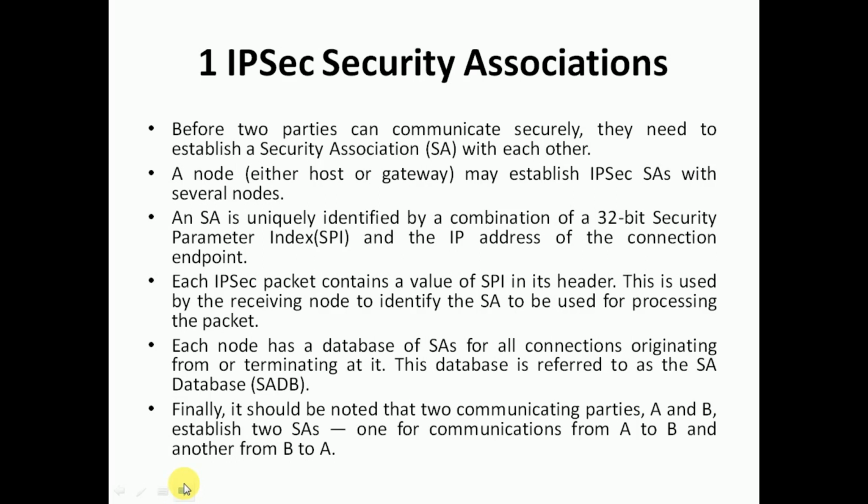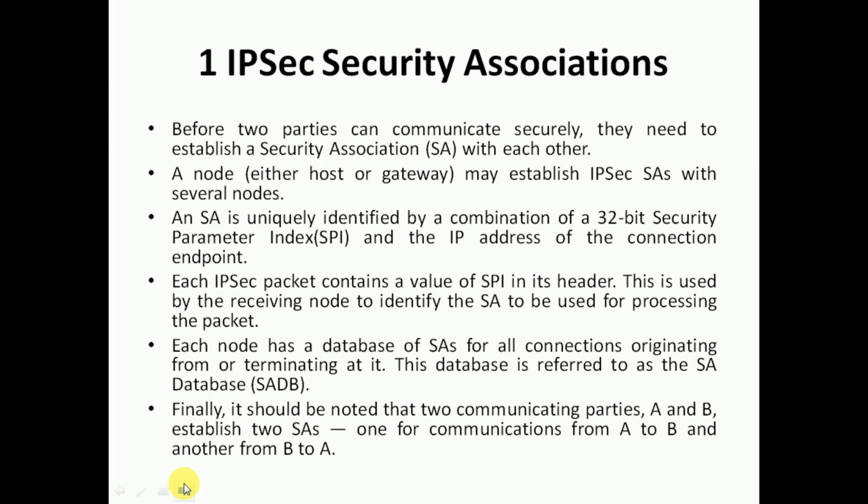Next is a 32-bit sequence number. The first packet, which is protected by a newly established SA, bears the sequence number 1. The sequence number gets incremented for each new packet sent. Then the last one is an anti-replay window.